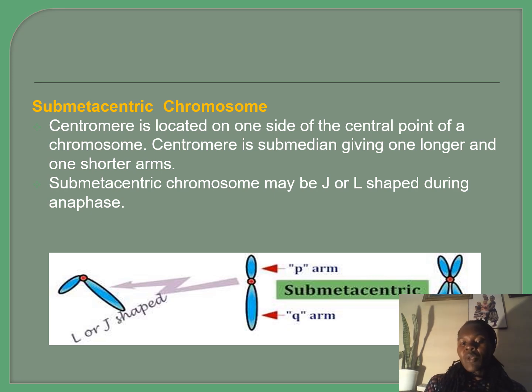So you see how we write a J? There is a portion which is a bit smaller than the other one. So it is very important to mention the position of the centromere when you talk about submetacentric or metacentric, and also it's important to mention the shape during anaphase.